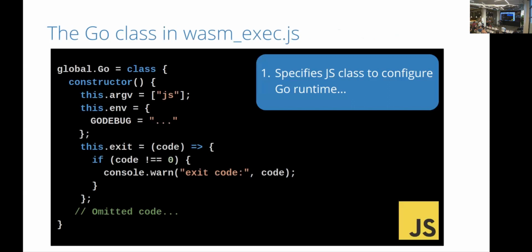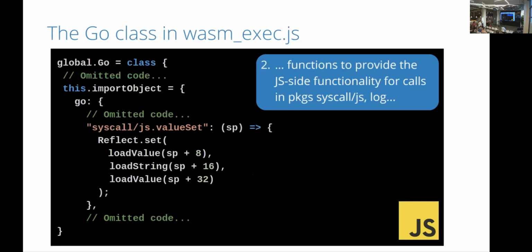The Go class here is used to specify Go environment variables that configure the runtime. So for example, one can pass in GODEBUG, which controls debugging variables within the runtime. It also gracefully handles exit codes from the Go runtime and logs them to the JavaScript console.